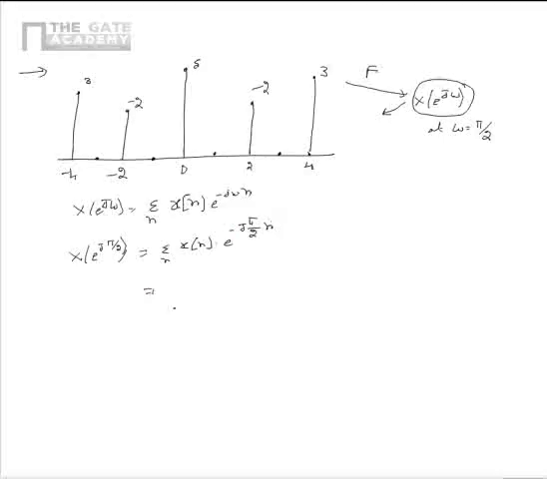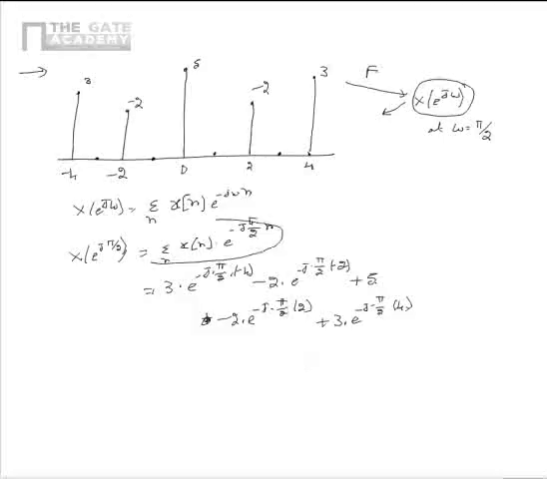So this is further equal to 3 multiplied by e power minus j pi by 2 multiplied by minus 4, plus minus 2 multiplied by e power minus j pi by 2 multiplied by minus 2, plus 5, plus, sorry, minus 2 multiplied by e power minus j pi by 2 multiplied by 2, plus 3 multiplied by e power minus j pi by 2 multiplied by 4. This is upon substituting the values of n in the given summation and we are trying to find out the summation.